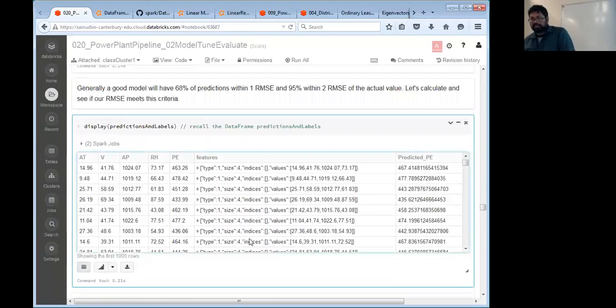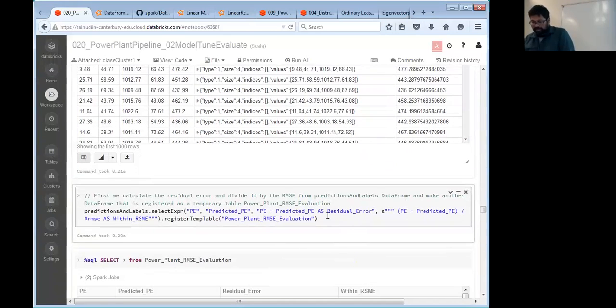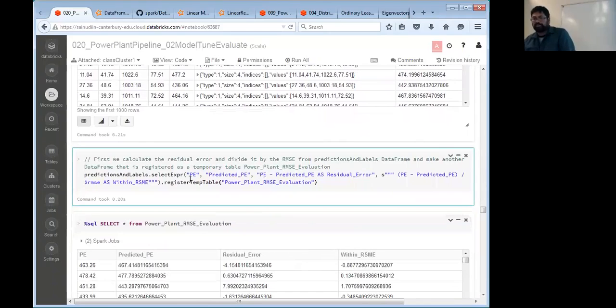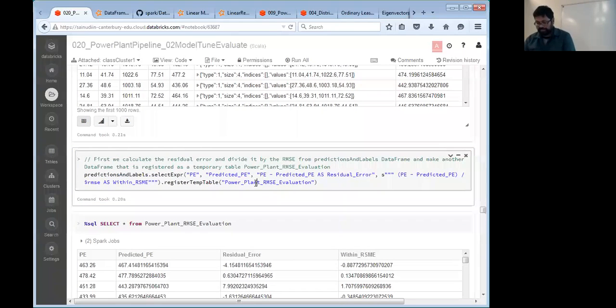Let's display the predictions and labels. So now we're seeing the whole table just to be sure. Here are my features as vectors and predicted power output. Now what I've done is prediction and labels. I select expression P, predicted P, and P minus predicted P as my residual error. So this is all Spark SQL coming to help us. Then I'm taking P minus predicted P and dividing by the RMSE as within root mean square error. And then I'm registering this as a temp table.